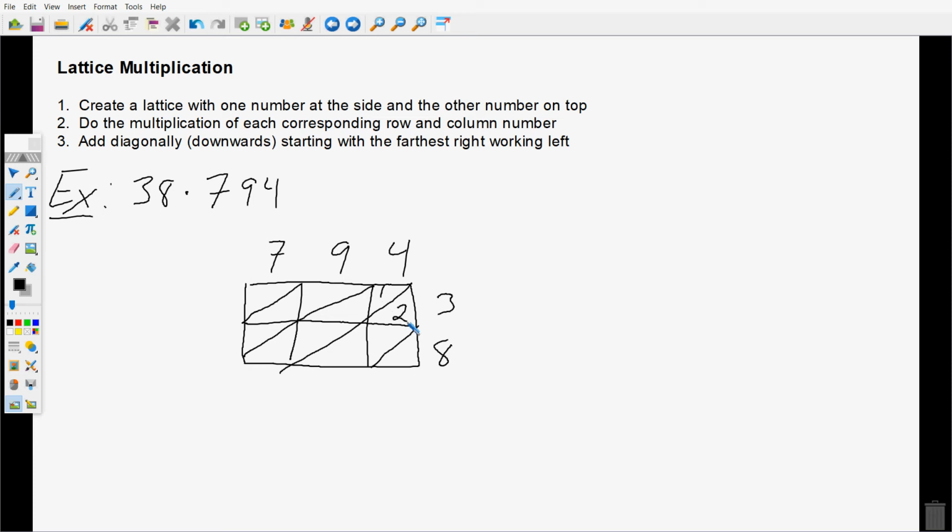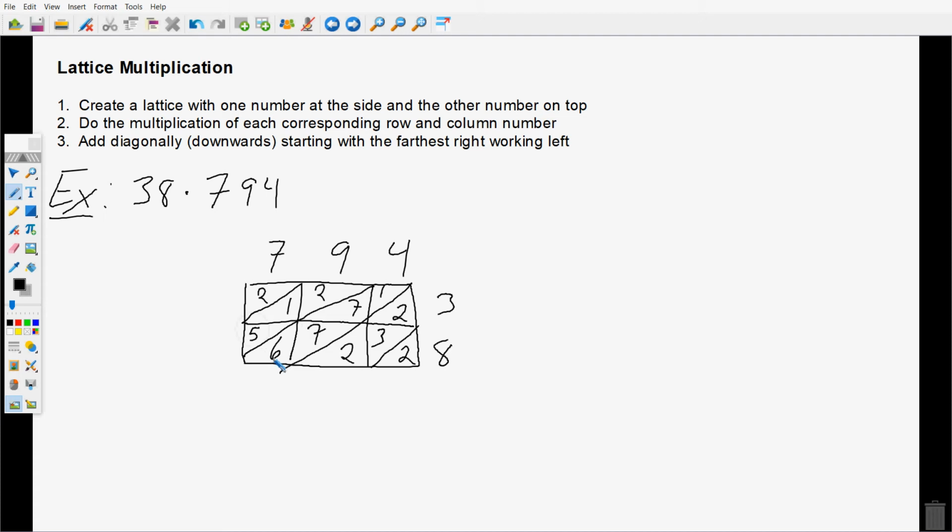Now I'll do 4 times 8. That's 32. So I'll put a 3 there. And I'll put a 2 down here. Next I have 9 and 3. 9 times 3 is 27. So I'll put a 2 there and a 7 there. Next I have 9 times 8. 9 times 8 is 72. So a 7 here, a 2 here. 7 times 3 is 21, so a 2 here, 1 here. And lastly, I have 7 times 8, which is 56. So a 5 here, 6 here.